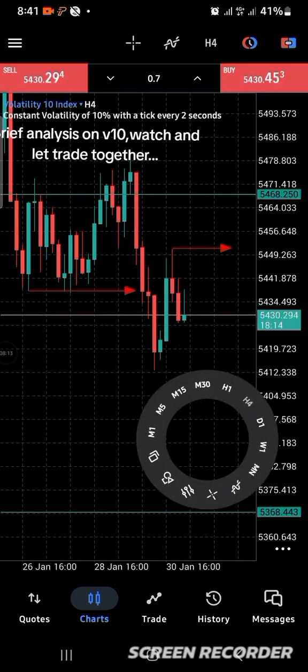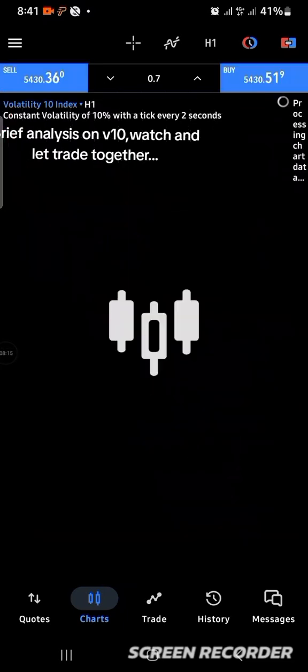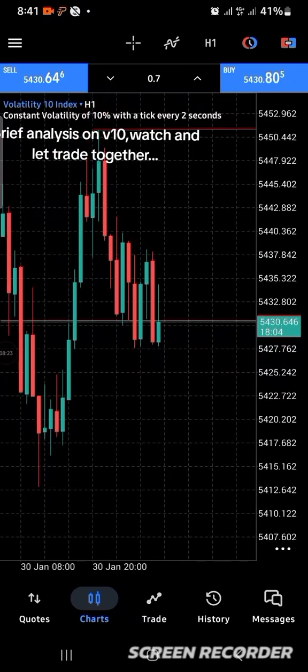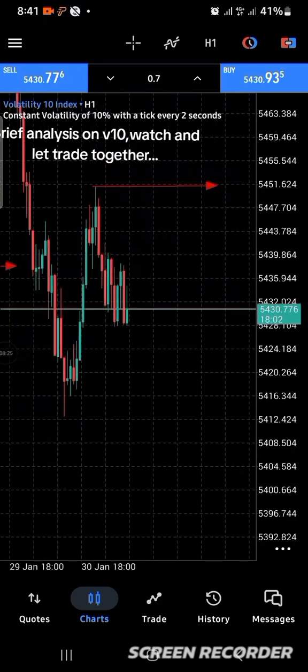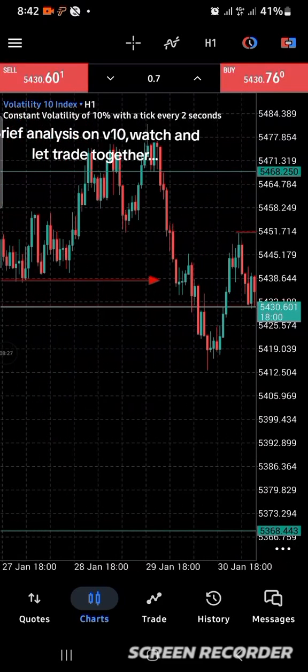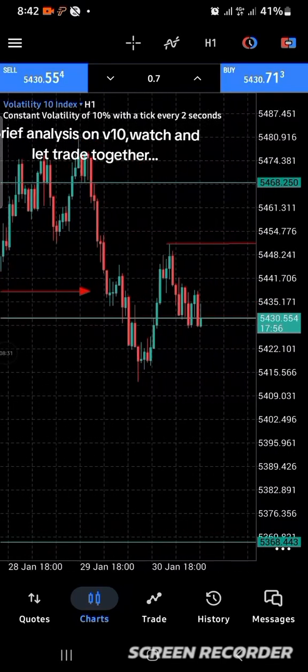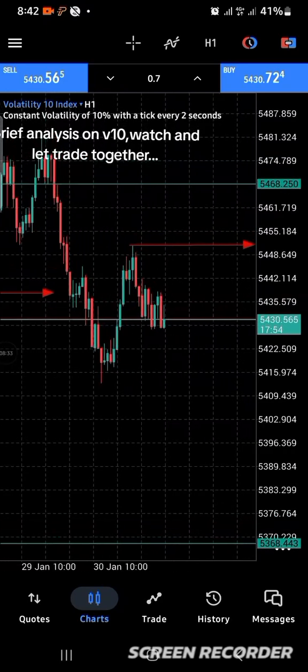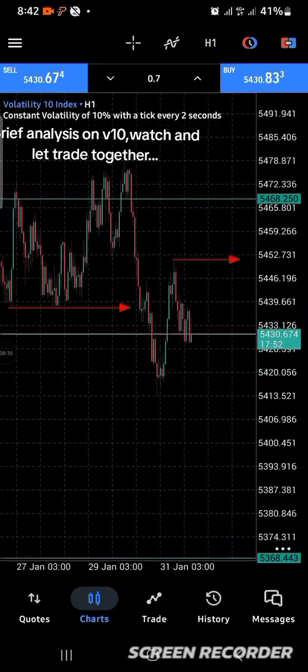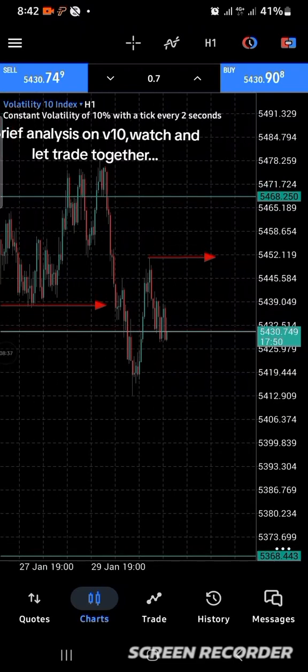Now let's go to the 1 hour time frame where we're going to be picking our entry, because most of the time I use 30 minutes and 1 hour for my entry. But since I'm going to be waiting for the market to do the whole thing, I will be using 1 hour as my entry point. Now this is it. This is what I'll be looking at.